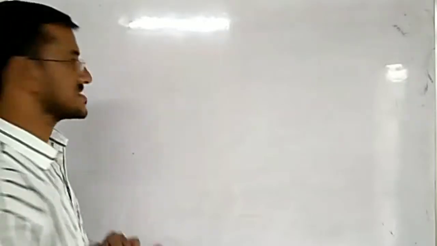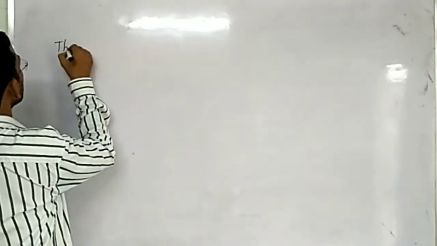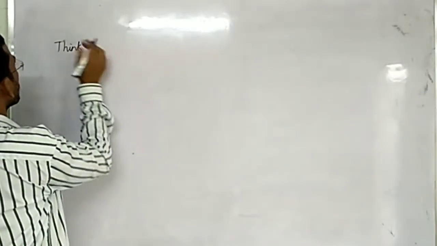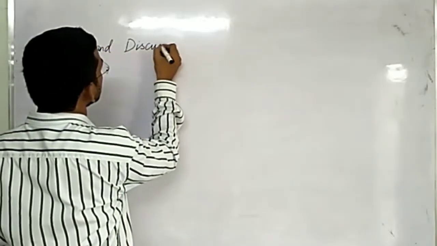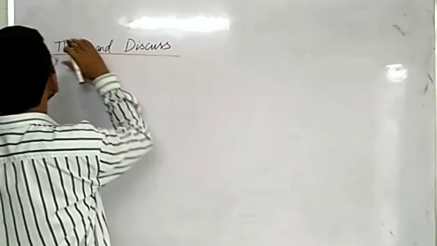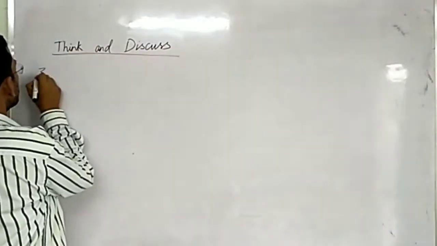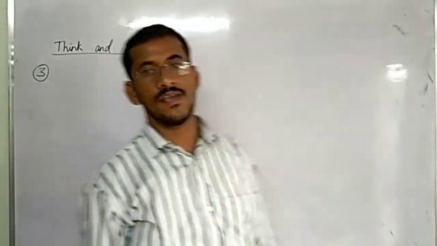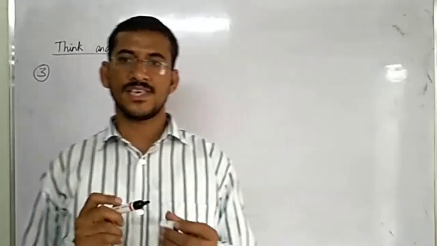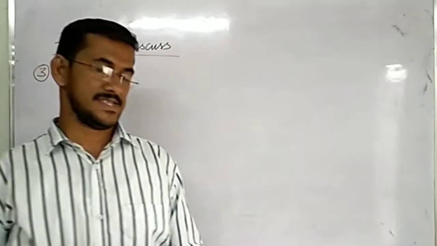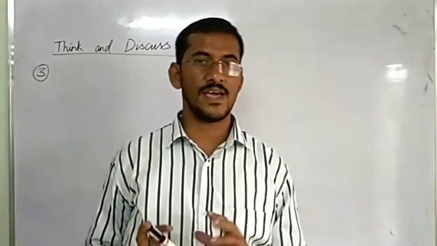Let's see the think and discuss questions. There are three questions in think and discuss. The first question is, artery walls are very strong and elastic. Why? What is the reason?